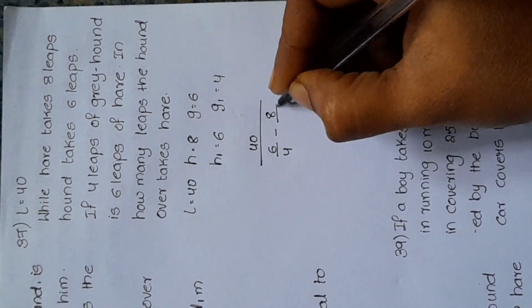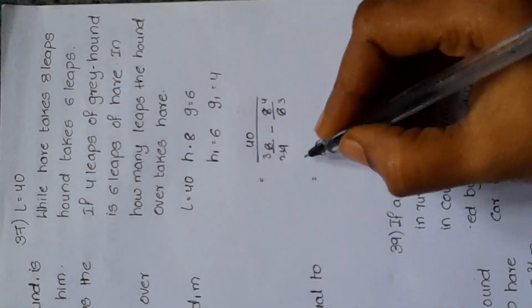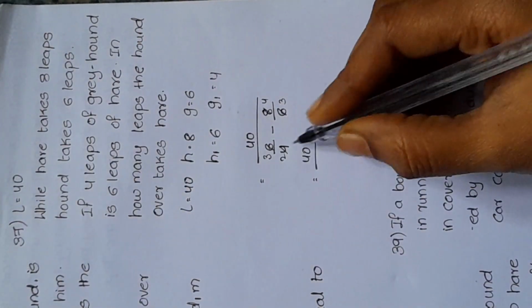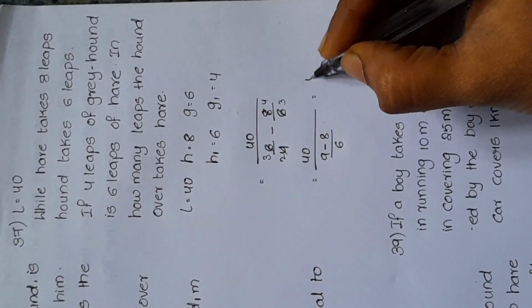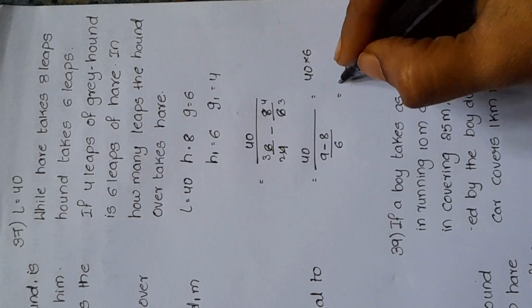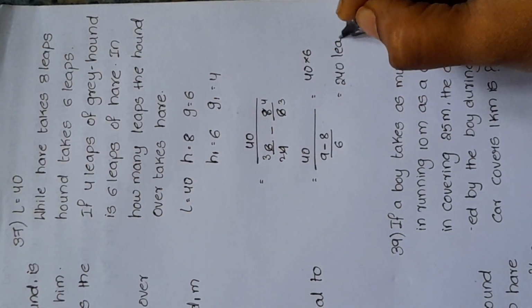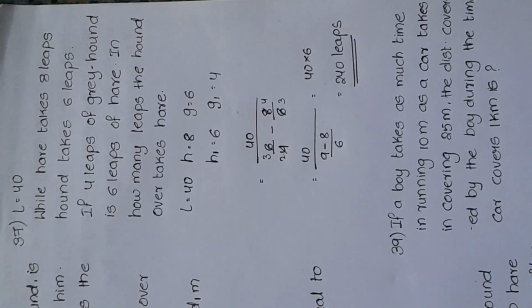H value is 8 and G value is 6. Now we get 40 by 3 into 3 is 9 minus 8 by 6. This can be written as 40 into 6, 240 leaps. After 240 leaps, the hound overtakes the hare.